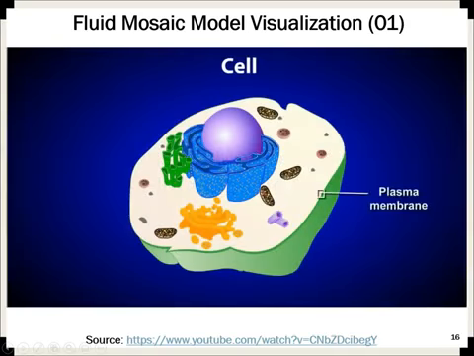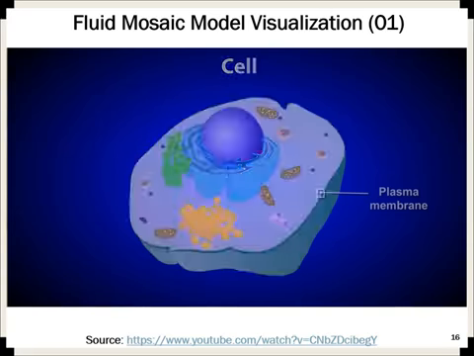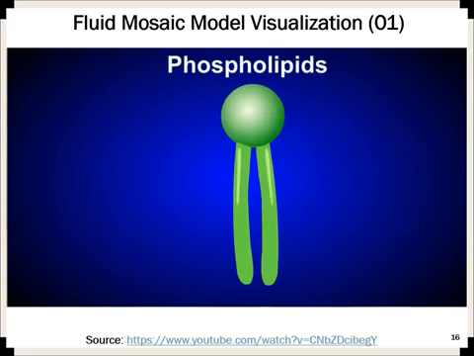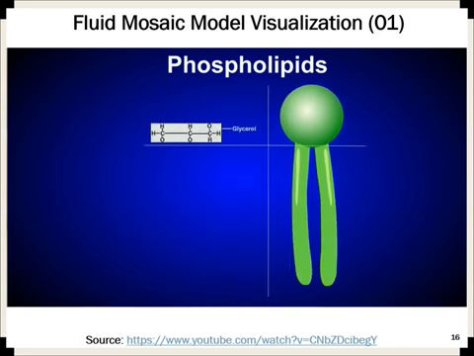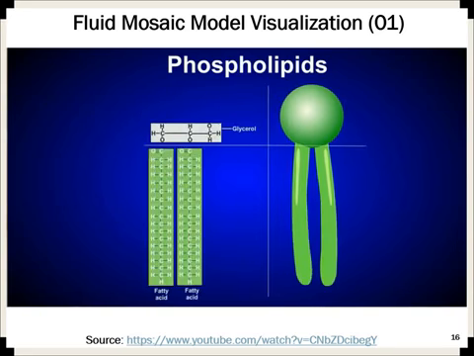All cells have an outer membrane called a plasma membrane, which acts as a boundary between the outside and inside of a cell. Cell membranes are primarily made of phospholipids, which are large lipid molecules, similar to triglycerides. Like triglycerides, they contain glycerol and fatty acids, but they differ in that they have a phosphate group, rather than a fatty acid, attached to the third carbon of glycerol.